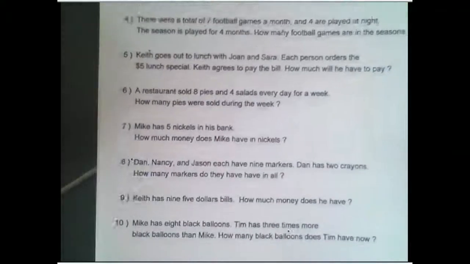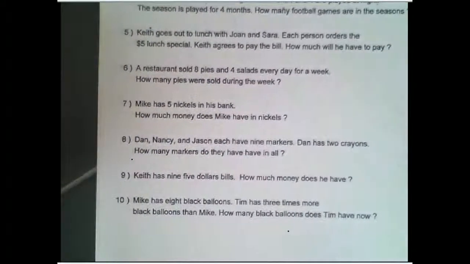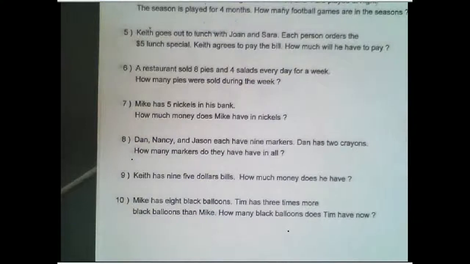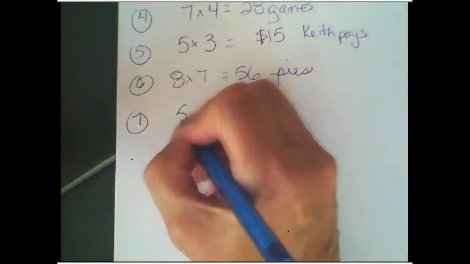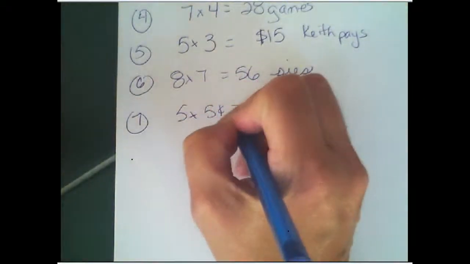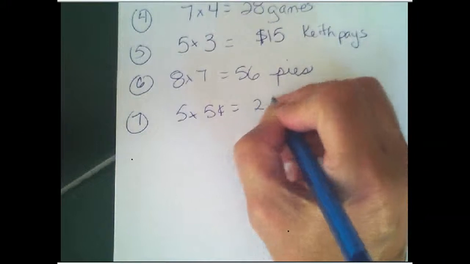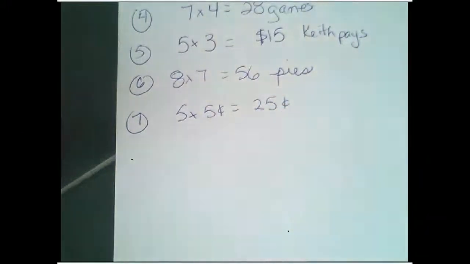For problem number 7, Mike has 5 nickels in his bank. How much money does Mike have in nickels? Here we need to use our knowledge of what a nickel is worth. A nickel is worth 5 cents. So he has 5 times 5 cents, which is going to give our friend Mike 25 cents in his piggy bank.